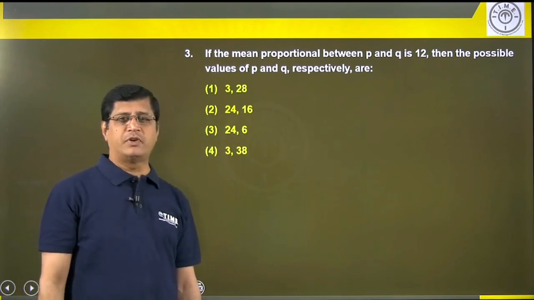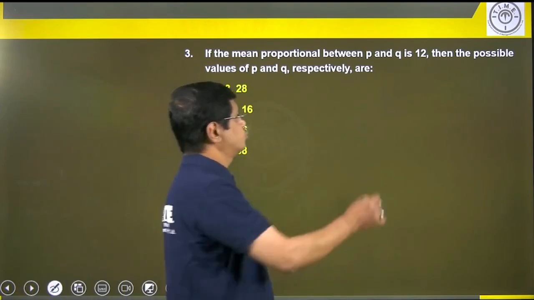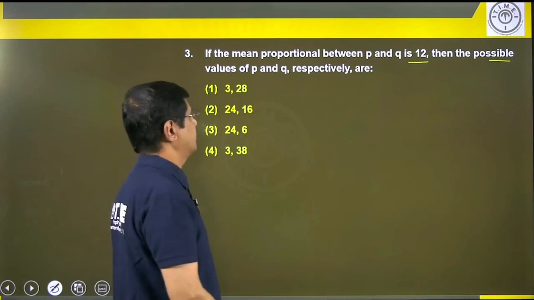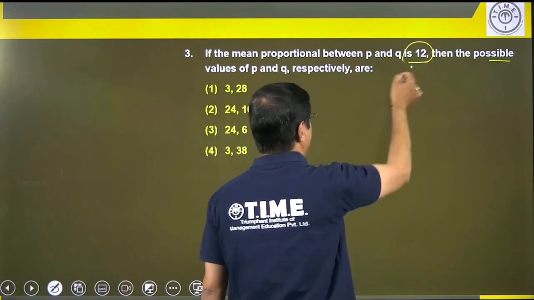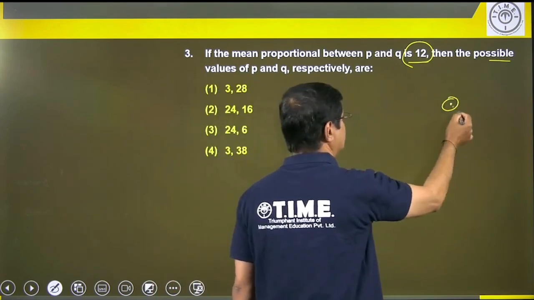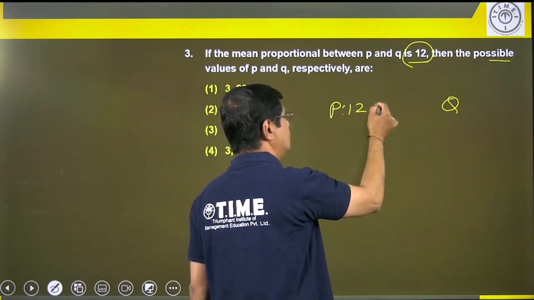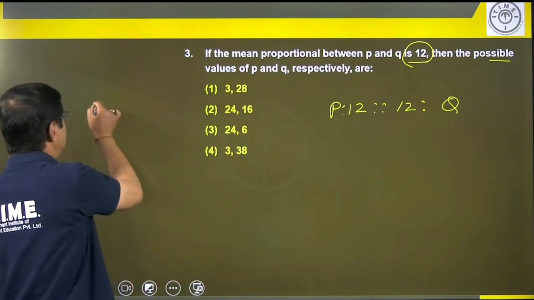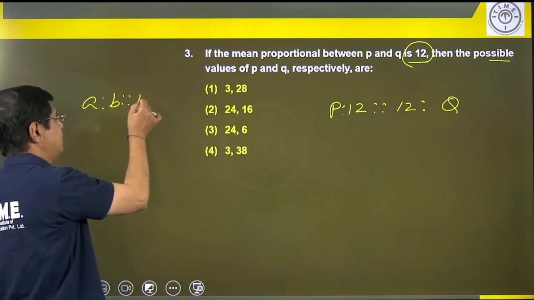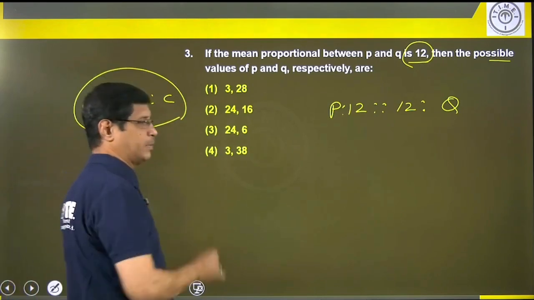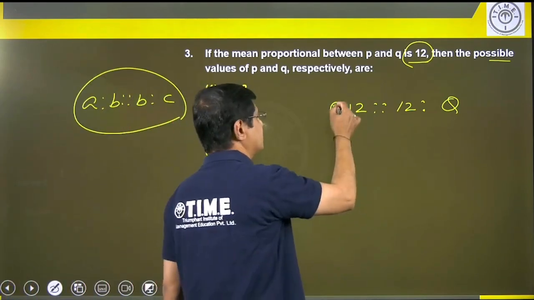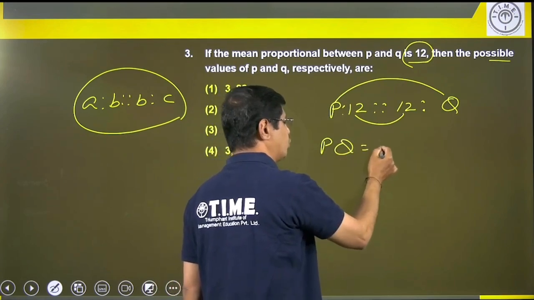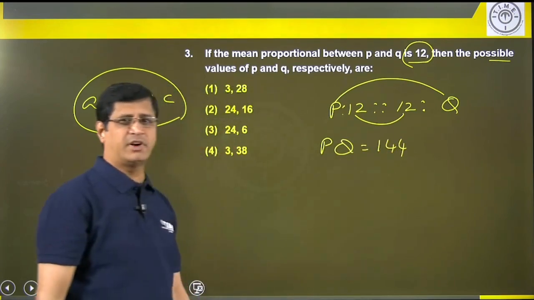If the mean proportion between P and Q is 12, then the possible values of P and Q respectively are. So the mean proportion is 12 here. Mean proportion means P is to 12 as 12 is to Q. Here it is in the form of A is to B as B is to C. It is called a continued proportion. As for the values of P and Q, the product of extremes is equal to the product of means. So PQ is equal to 12 into 12, that is 144.